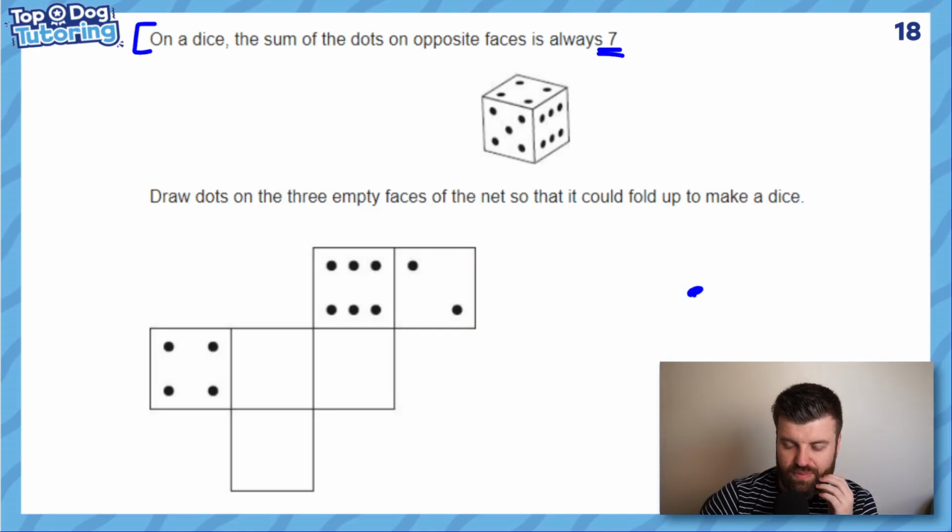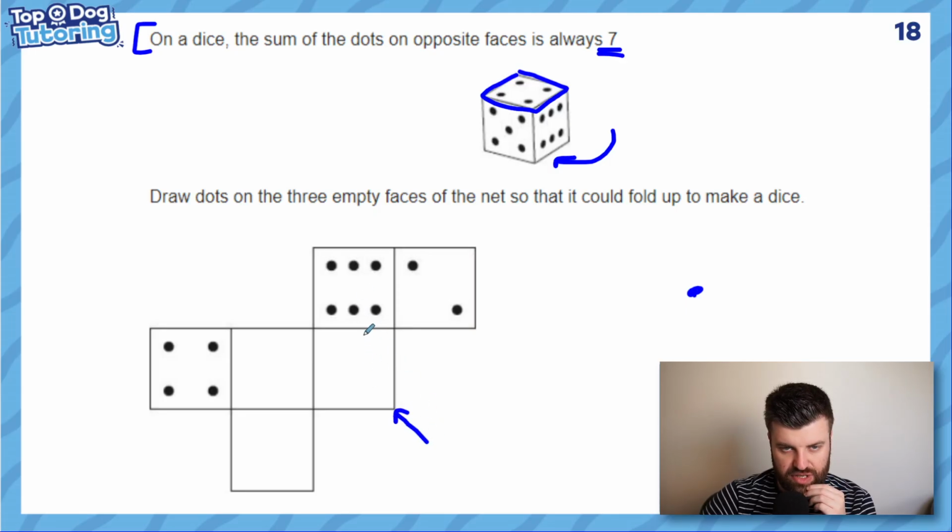Okay, so what do we know about opposite faces? Well, look at this one, for example. Here's a 4. The face opposite is the only face that is not touching the 4. It's completely separate underneath, okay? So, for example, this 6 cannot be opposite this face here because they're touching. It's impossible. It can't happen.